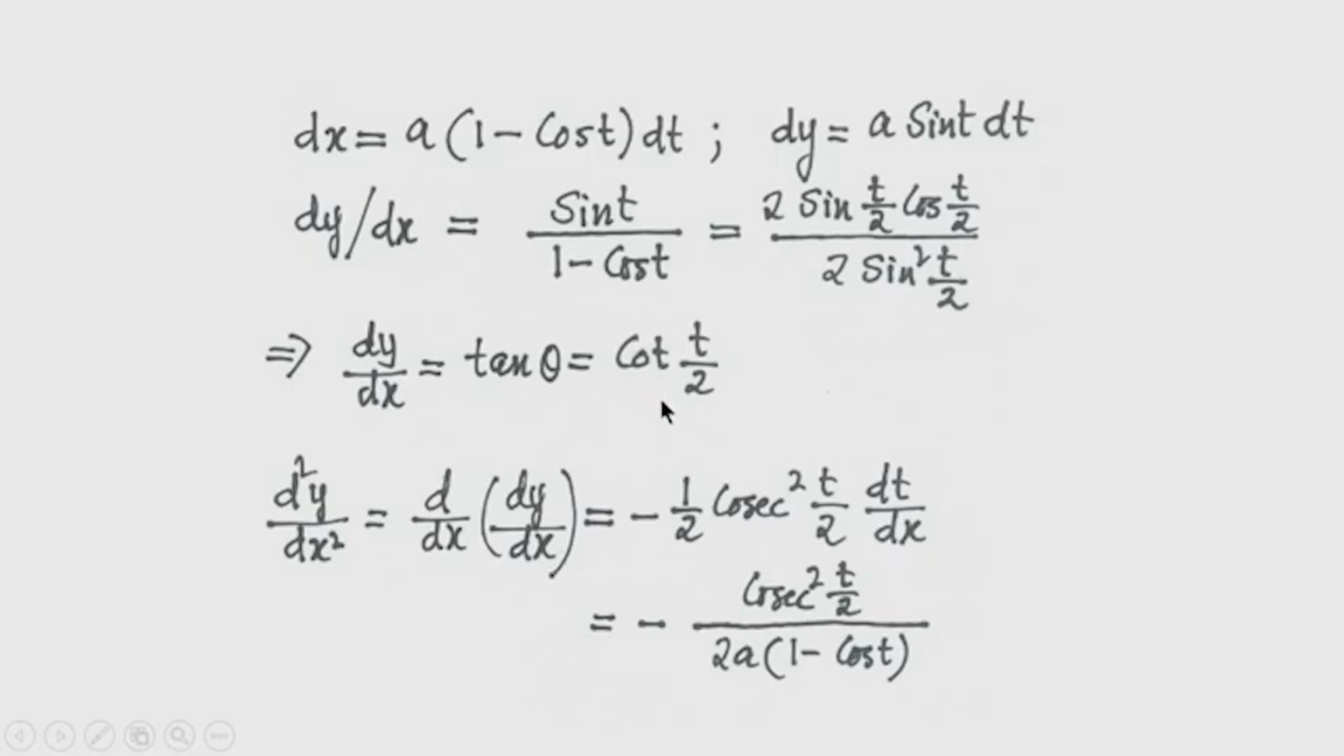After differentiating this quantity, one can find that it is equal to minus half cosec square t by 2 into dt by dx, because first I have differentiated this expression with respect to t and then t is differentiated with respect to x. Okay. So, after simplification you can write cosec square t by 2 divided by 2a into (1 minus cos t). Further simplification is necessary to bring this equation in the form r is equal to r naught cos to the power n theta.